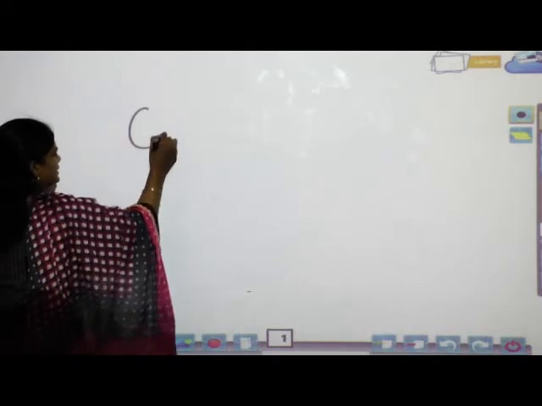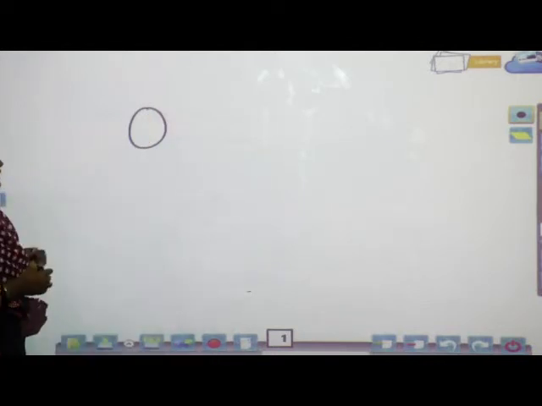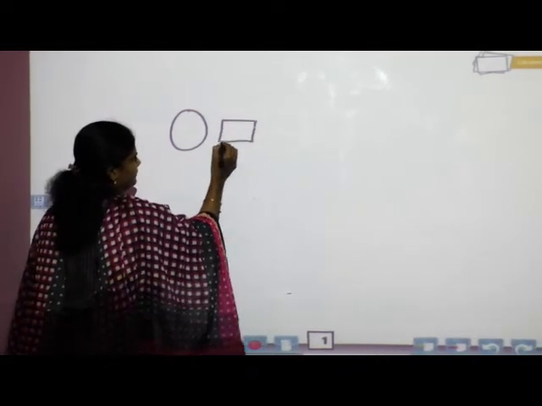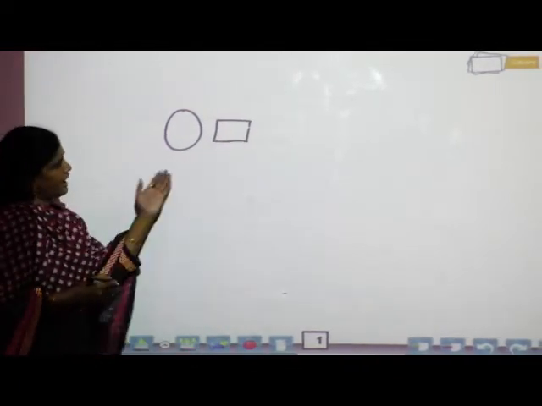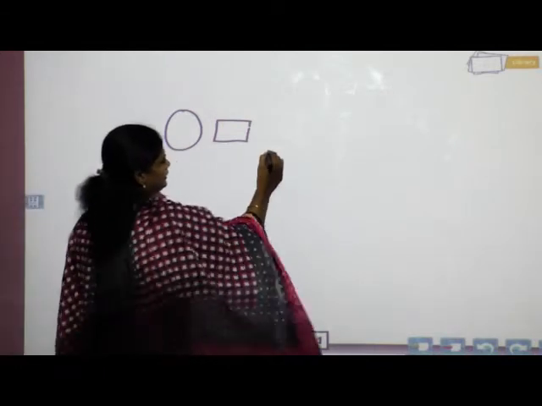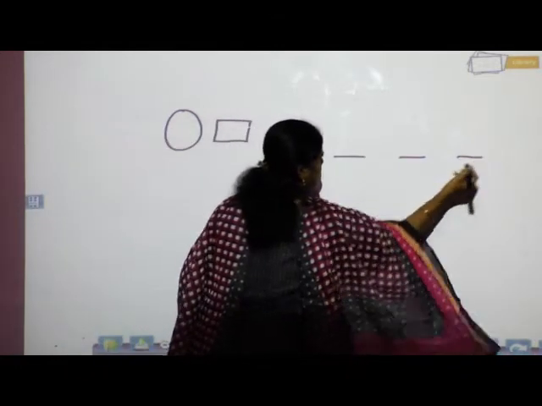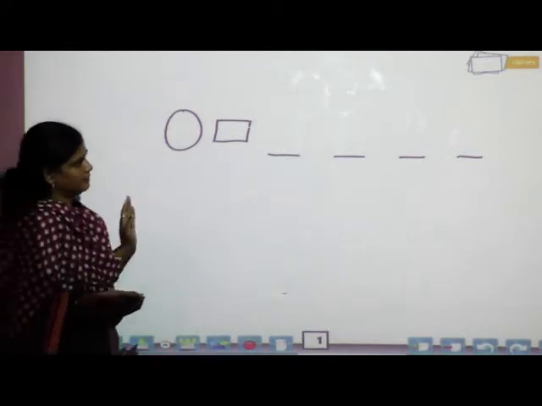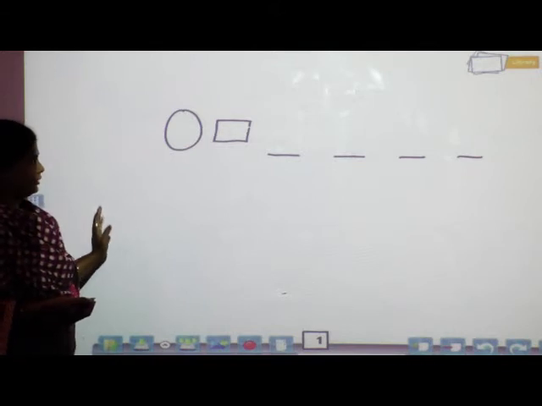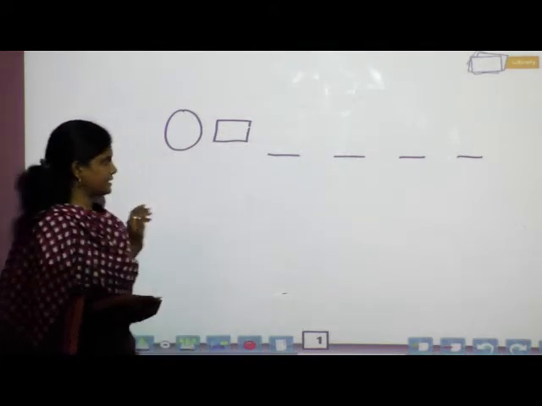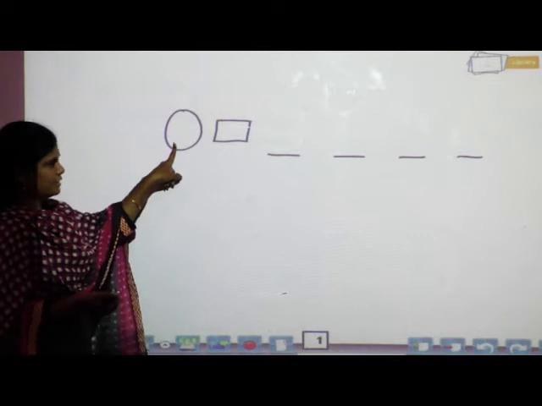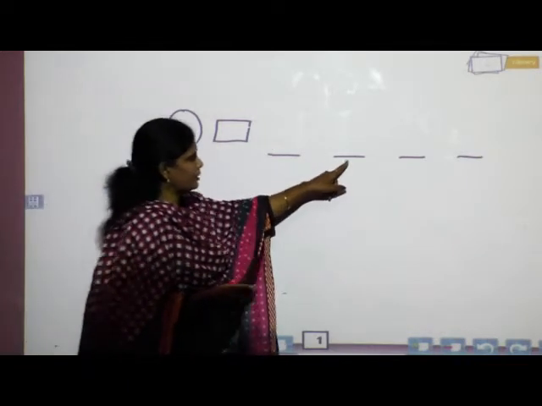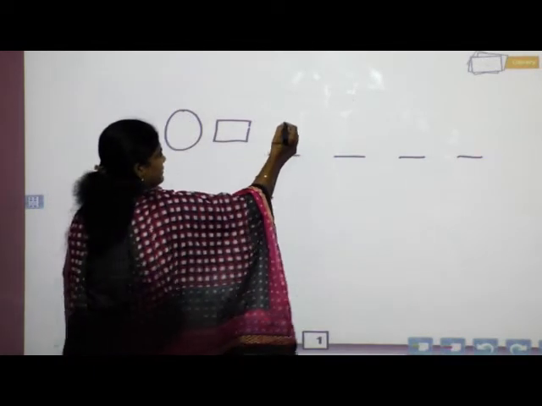Now I will draw a circle. After the circle I will draw a square. Then after these two, here third, fourth, fifth, sixth, like this we have to complete the pattern. But how to complete the pattern? You will draw the same thing here. The first one will come here, and then the second one will come on the next one. It must look the same.